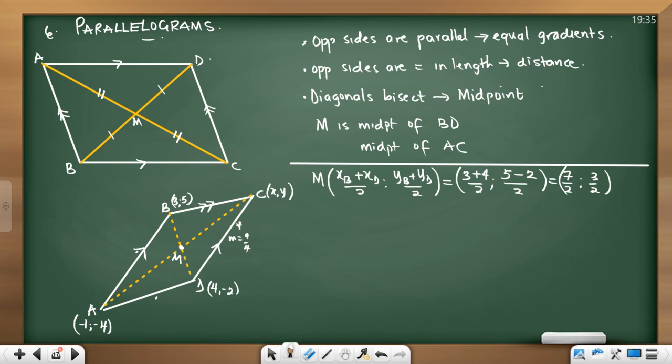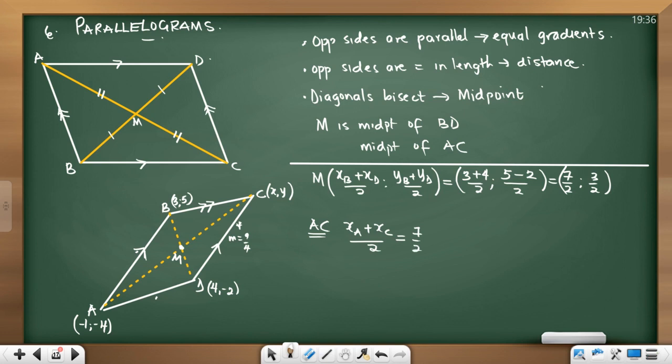Now we are saying this same midpoint is the midpoint between A and C. If you remember, we did this example. Now we are looking for the terminal point when we know the midpoint. Negative 1 plus x value of C. I am now working with A and C, line AC. XA plus XC over 2 should be equal to the midpoint, 7 over 2.